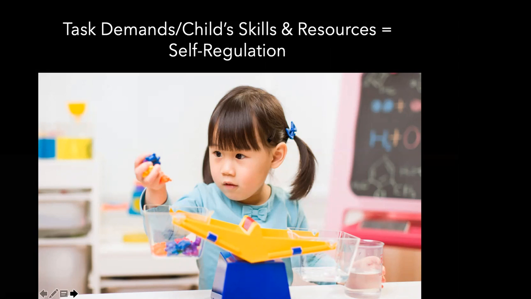But maybe it's not their self-regulation. Maybe it's that the task demands were too high, or we didn't scaffold the activity appropriately. So when we're thinking about self-regulation, keep the equation theory in mind. Task demands over a child's skills and resources. That's how we find self-regulation.